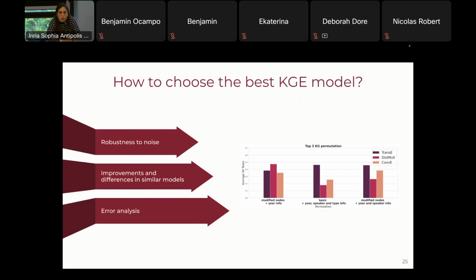But finally, how to choose the best KG model? We look into the robustness to noise of these models, some improvement and difference in similar models, and we perform an error analysis. To perform this study, we use the top 3 KG permutations, meaning the permutations of the graph which showed the best results in all tasks.